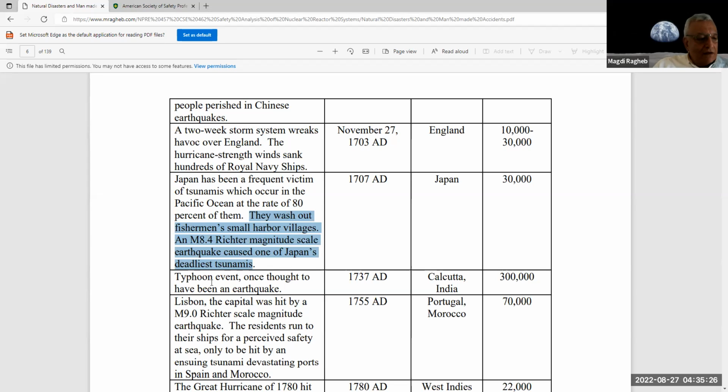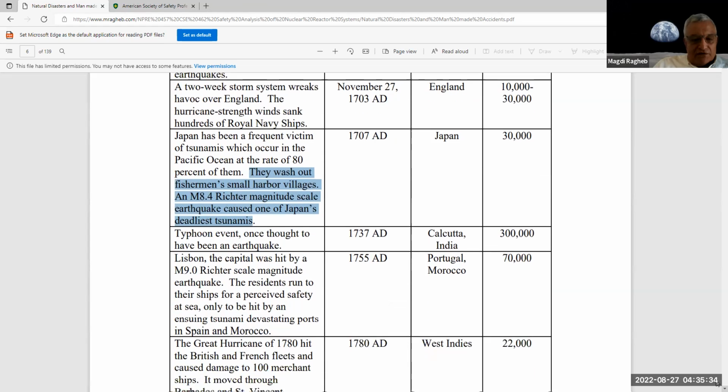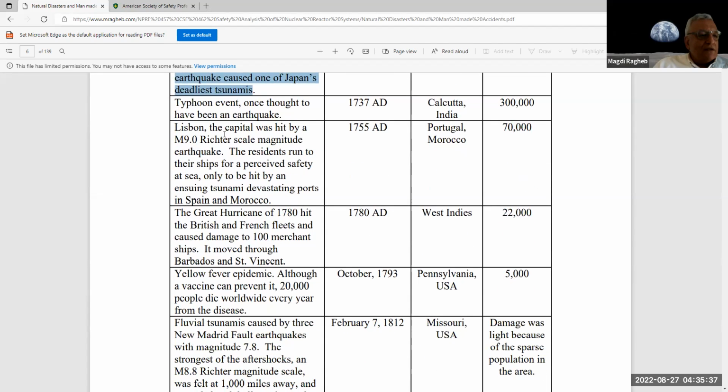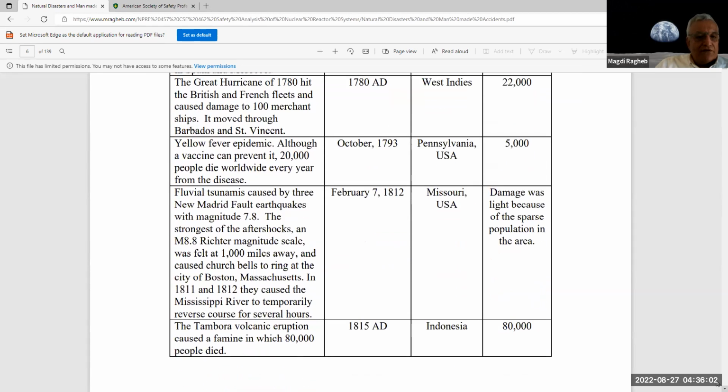In Calcutta, India, a typhoon event happened. It was also an earthquake that caused the deaths in 1737 of 300,000 human lives. In Lisbon, Portugal, they were hit by a very strong earthquake, 9 on the magnitude scale, and we'll study that in more detail. It destroyed and devastated ports in Spain and Morocco, with 70,000 deaths. The Great Hurricane of 1780 damaged 100 merchant ships in the West Indies. 20,000 sailors lost their lives in that case.